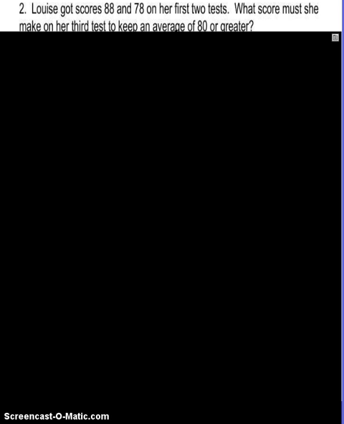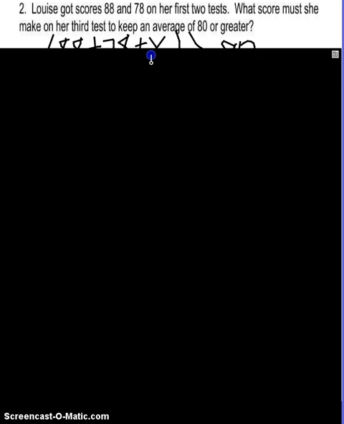It says Louise got scores 88 and 78 on her first 2 tests. What score must she make on her third test to keep an average of 80 or greater? So what we're asked to do is to write an equation or an inequality that uses that information, and then we're going to solve the problem.